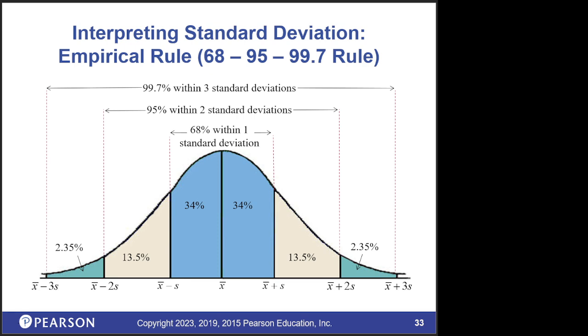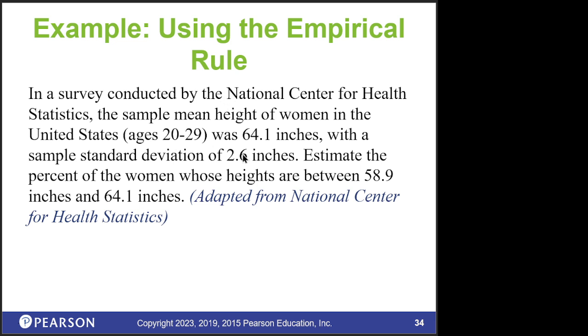Let's use the empirical rule a little bit here and see how we can set these boundaries. So we're going to look at a sample where the mean height of women was 64.1 inches and the sample standard deviation was 2.6 inches. We want to estimate the percent of women whose heights are between 58.9 and 64.1 inches. Now, notice 64.1 is the mean, so we're looking for something less than the mean to the mean.